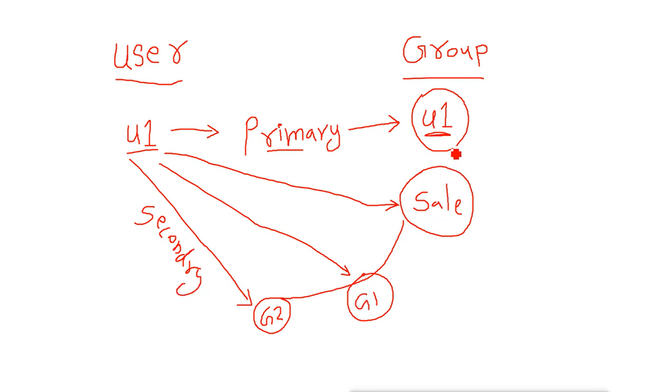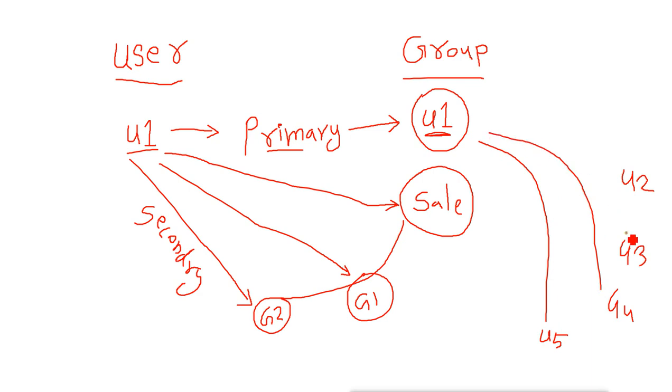Now from the groups' perspective, these groups are normal groups. These are not a different kind of group. They don't have any speciality. They are just a group. And groups can have multiple members. Groups can have hundreds of different members. For example, we have user 2 here, user 3, user 4, user 5. Now all these users can be members of the same group.